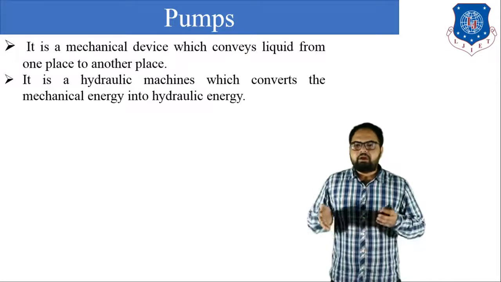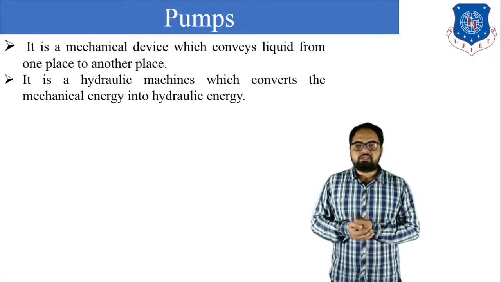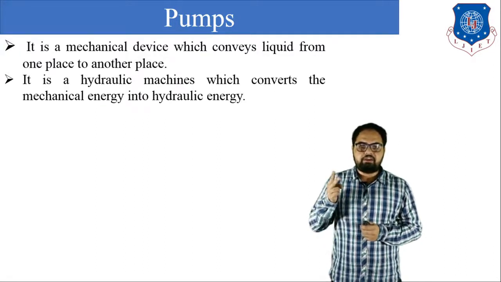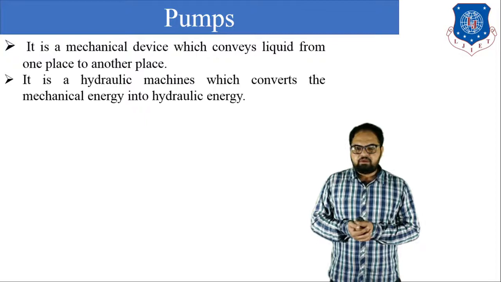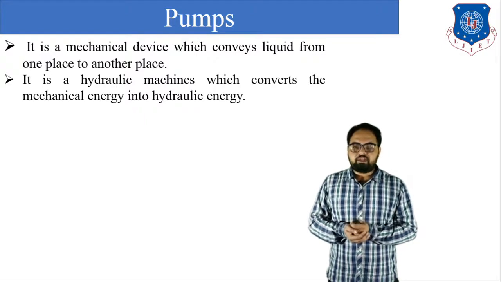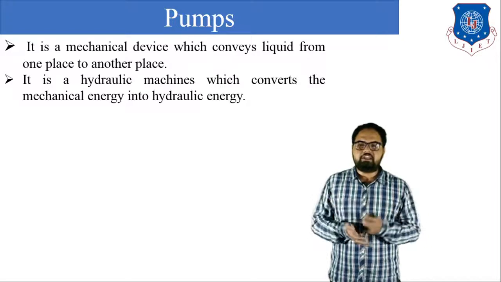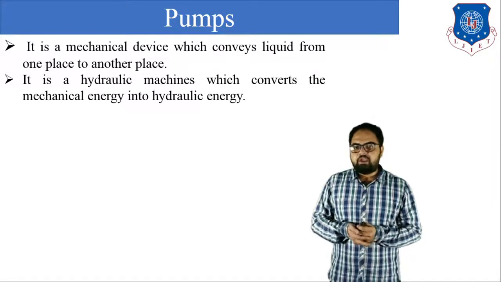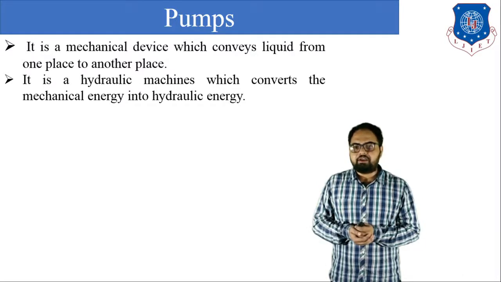Next are rotodynamic pumps. Rotodynamic pumps are classified into three categories. First is centrifugal pump, second is axial flow pump or mixed flow pump, and third one is propeller pump. Centrifugal pumps are further classified into two categories: first is single stage and second is multi-stage. And in other, the jet pumps and airlift pumps are there.